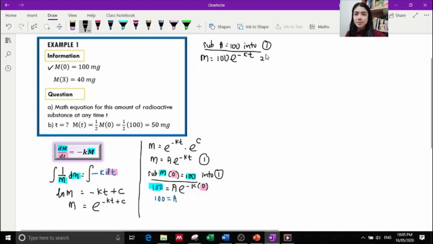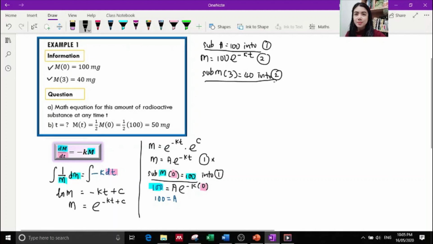So let's just name it as equation number 2. Since we have known the parameter a, we no longer need the equation number 1. We just directly focus on the equation number 2. The next task is you have to figure out the value of the parameter k. So how to figure out? We're going to use the second information. We're going to substitute your m at t equal to 3 being 40 into your equation 2.